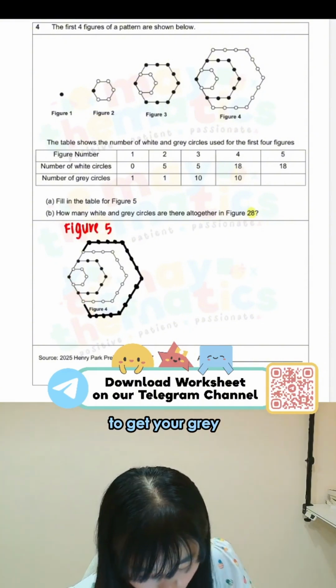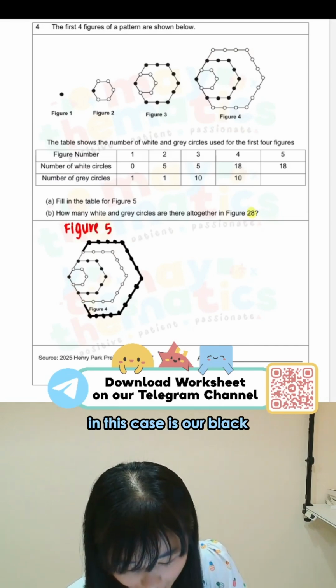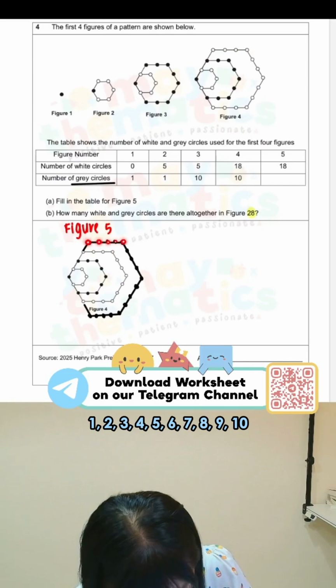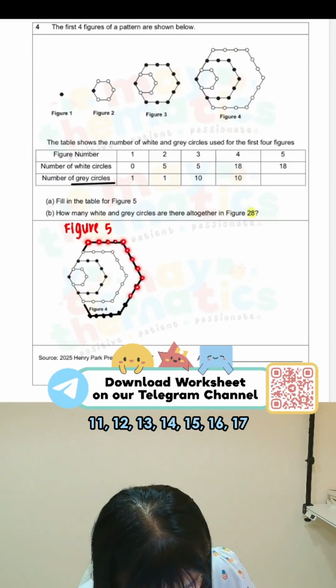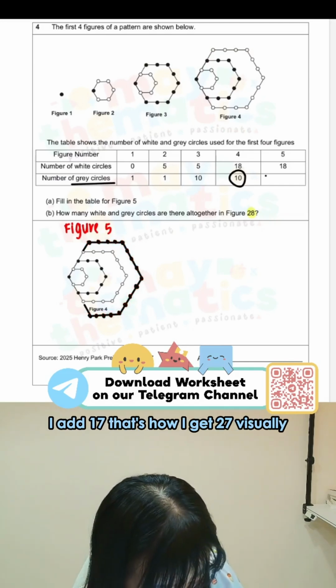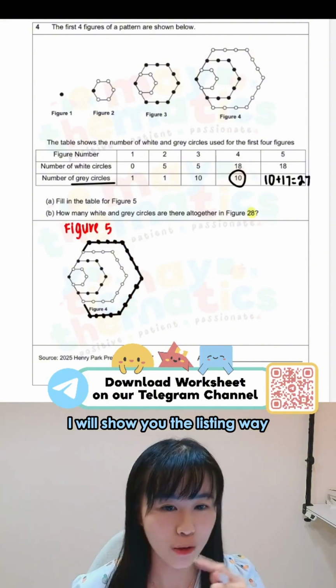To get your grey, in this case it's our black, you just need to add how many more? Just go and count. 1, 2, 3, 4, 5, 6, 7, 8, 9, 10, 11, 12, 13, 14, 15, 16, 17. So from the previous one which is 10, I add 17. That's how I get 27 visually. I will show you the listing way.